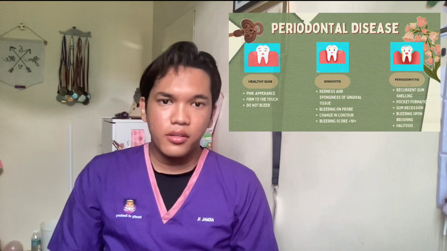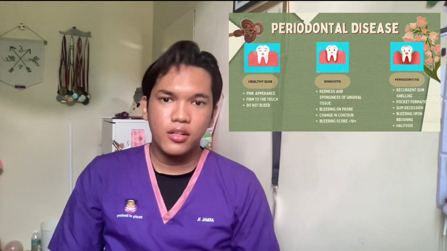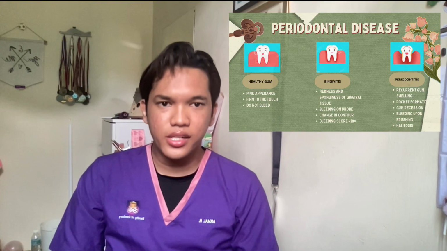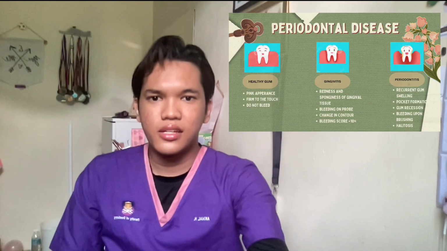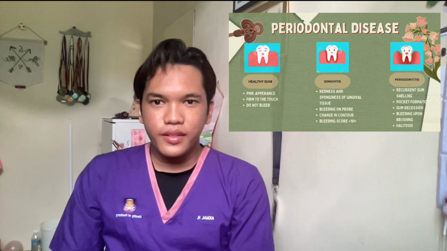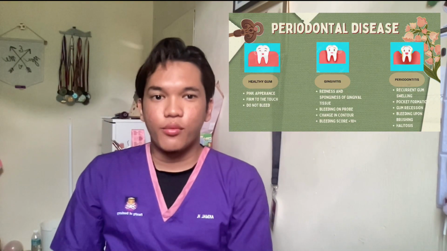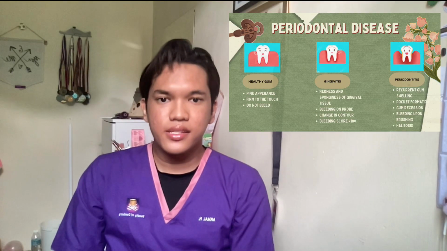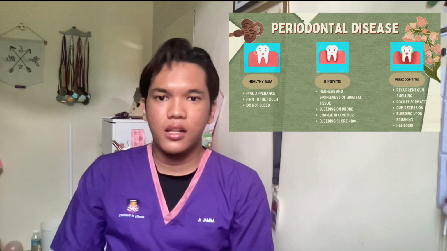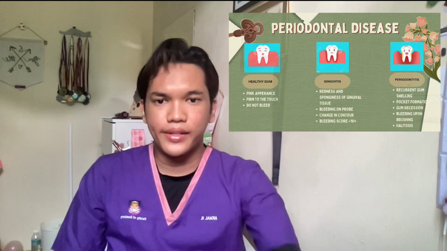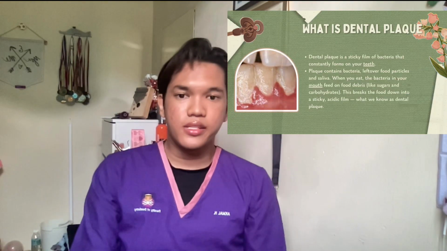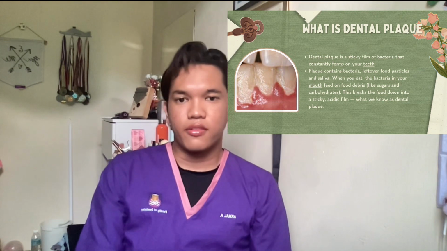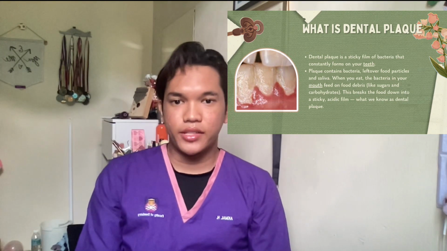Additionally, periodontitis can also lead to other complications such as receding gums, changes in the way your teeth fit together when you bite, and in some instances contribute to systemic health problems like heart disease or diabetes. So, what actually is the main culprit of gum disease? The main culprit of gum disease is plaque bacteria.